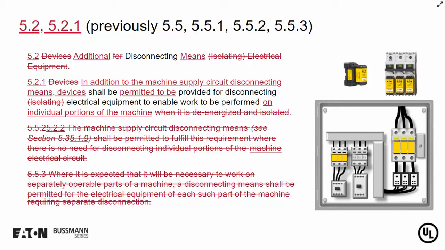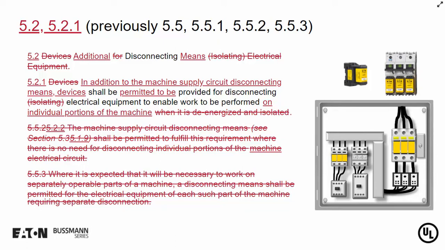So let's move on to the first part, which is 5.2 and 5.2.1. And again, those were previously 5.5 through 5.5.3 respectively. What we did here basically is in 5.2 we changed the title of the section to additional disconnecting means to clarify that these disconnecting means are in addition to the machine supply circuit disconnecting means. And again, it's not uncommon to have additional disconnects downstream of the machine supply circuit disconnecting means, and that's what these requirements address.